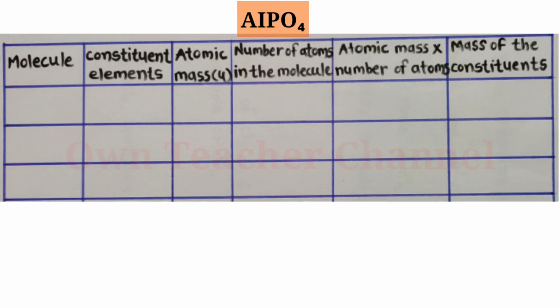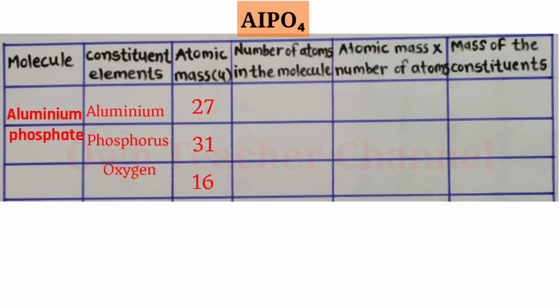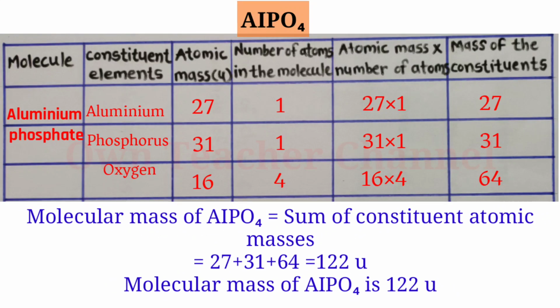Aluminium phosphate. Molecule: aluminium phosphate. Constituent elements: aluminium, phosphorus, oxygen. Atomic mass: aluminium 27, phosphorus 31, oxygen 16. Number of atoms in the molecule: aluminium 1, phosphorus 1, oxygen 4. Atomic mass into number of atoms: aluminium 27 × 1, phosphorus 31 × 1, oxygen 16 × 4. Mass of the constituents: aluminium 27, phosphorus 31, oxygen 64.